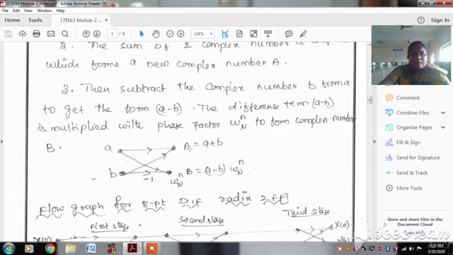Using this DIF FFT radix 2 algorithm, we are going to compute a new value, capital A, that is equal to A plus B, and another new value, capital B, that is equal to A minus B times omega nk. So this is about your basic butterfly diagram.